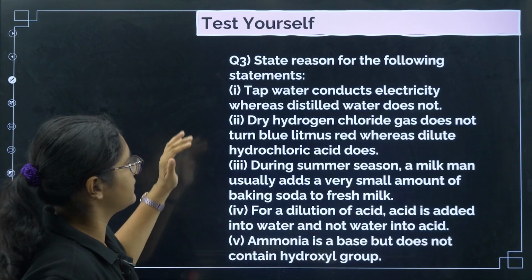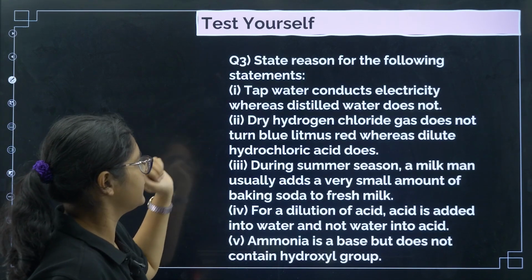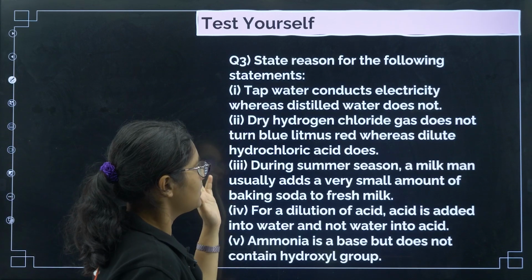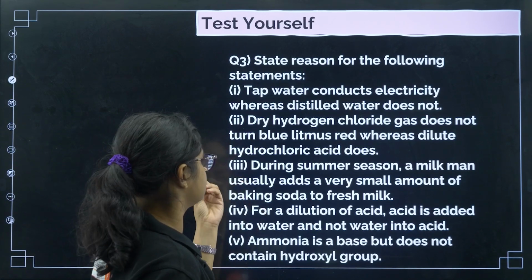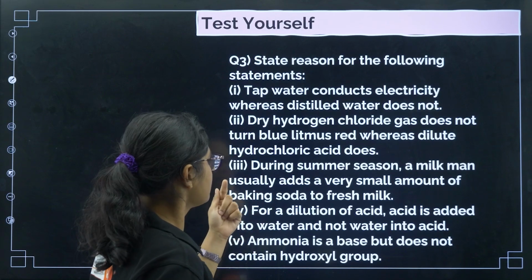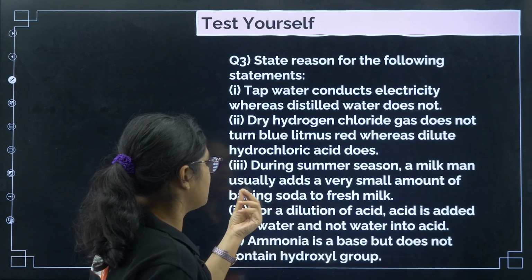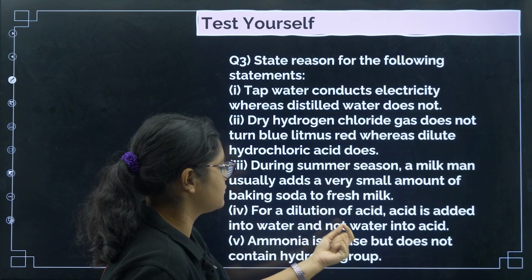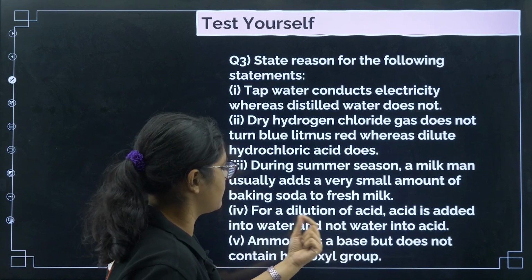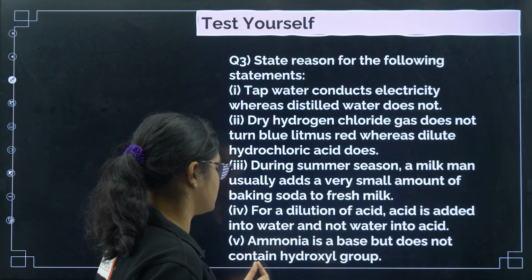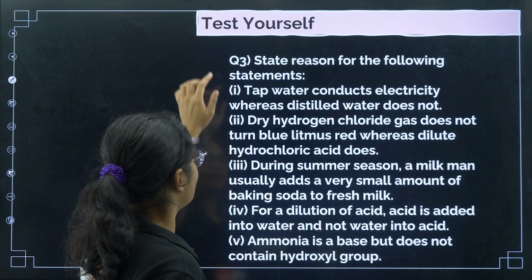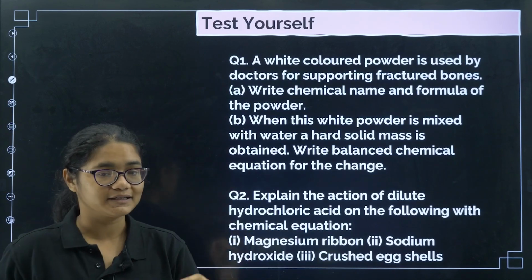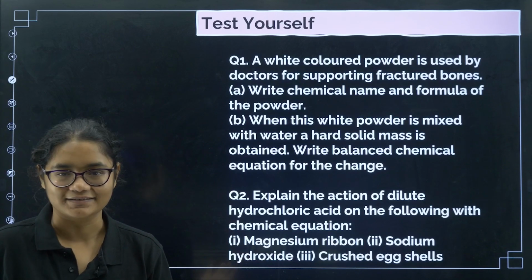And then we have another question: state the reason for the following statements. Tap water conducts electricity whereas distilled water does not. Dry hydrogen chloride gas does not change the litmus color. During the summer season a milkman usually adds a very small amount of baking soda to the fresh milk. For dilution of acid, acid is added into water and not water into acid. Ammonia is a base but does not contain a hydroxyl group. Okay, so write the answers for these questions, and we will be discussing the solutions of these in the next class. Okay.